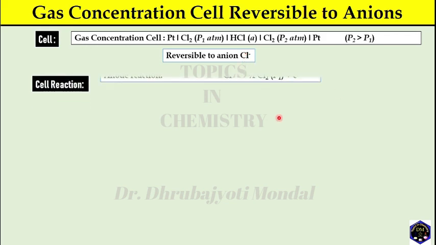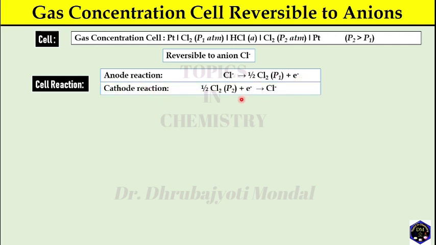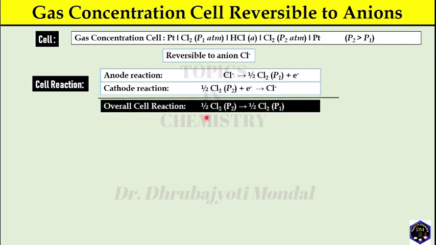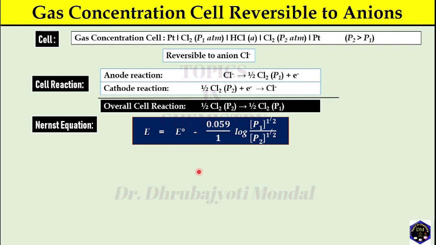So what is the cell reaction? Anode reaction: Cl minus converts to half Cl2 of pressure P1 plus electron. And what is the cathode reaction? Half Cl2 of pressure P2 plus electron converts to Cl minus. So what is the overall reaction? Half Cl2 P2 converts to half Cl2 P1. Now you have to write the Nernst equation. E is equal to E0 minus 0.059 by 1 log P1 to the power half. So here is the product, P1 to the power half, divided by the reactant concentration, P2 to the power half.